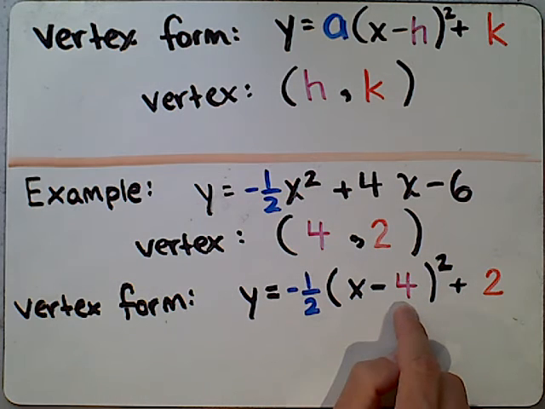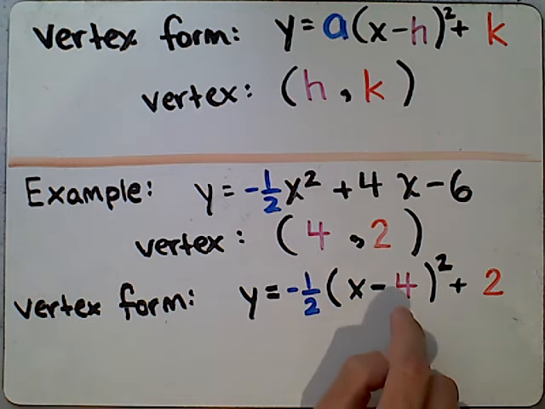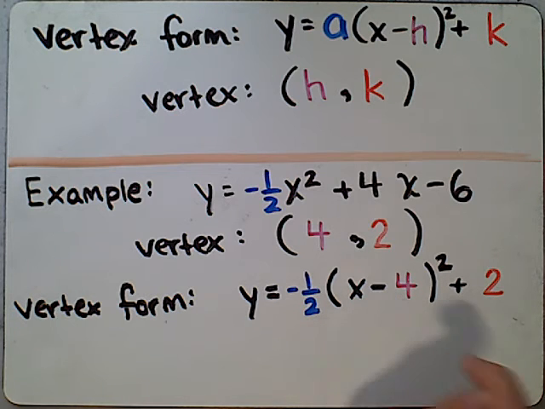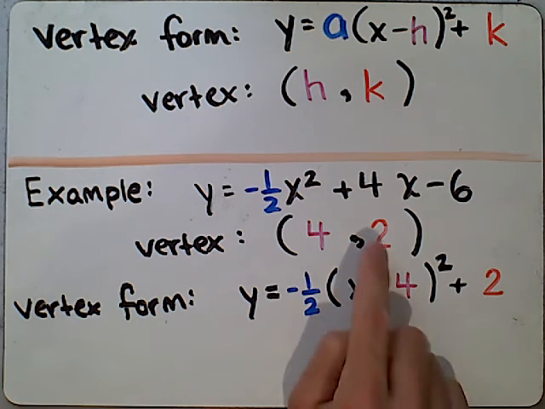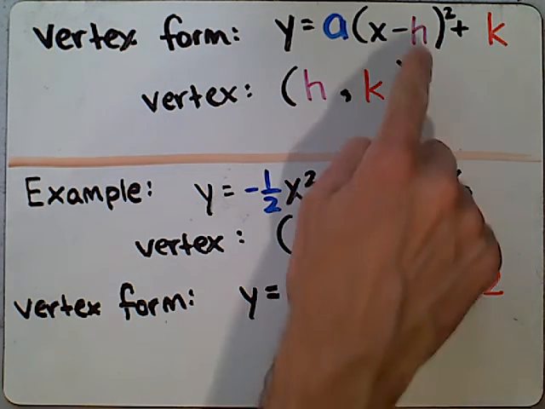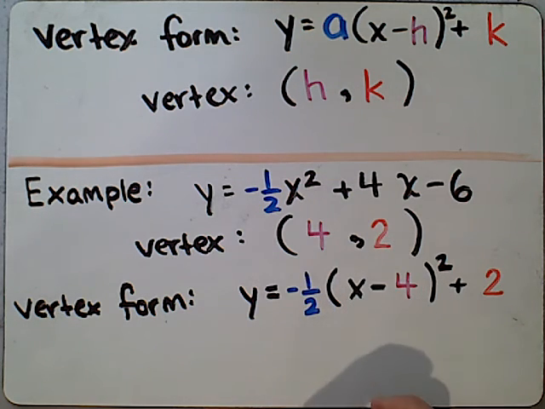If your h value is a negative number, you'd be plugging in a negative number after a minus sign. In that case, you would get minus negative, which would then convert to a plus. And the parentheses, don't forget the exponent of 2 in the corner, and then you're going to add the y value of the vertex. We refer to that as k up here, so you add the 2 at the end.